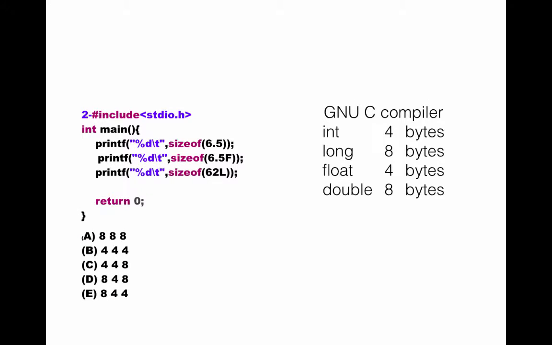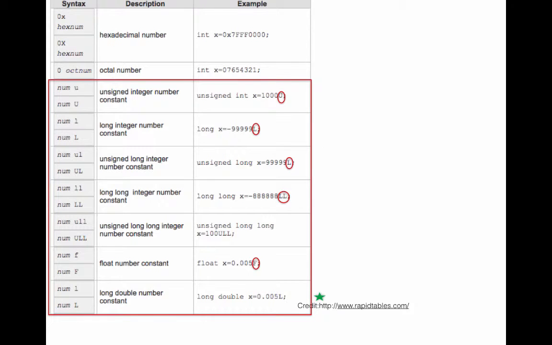Okay, let's apply what we have just seen with this example. We have 6.5, 6.5f, and 62L. The first one, of course, is double. The second one is a float, and the third one is long. So the size of double is 8, float is 4, and long will be 8. Don't forget that L can make a long double, but with an integer it is just a long integer.